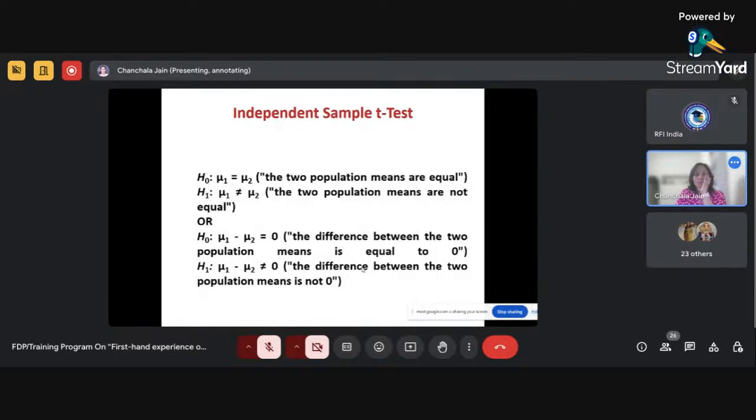Now, the other way around, you can also write your null hypothesis as mu1 equals mu2. I have already shown you, but you can also write mu1 minus mu2 equals 0. This will be your null hypothesis, meaning when both means are the same, the difference will be 0. Or, when mu1 is not equal to mu2, the difference will also be not equal to 0.